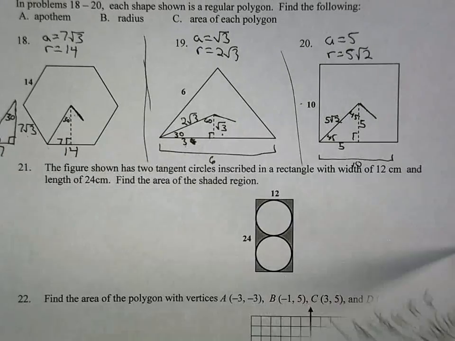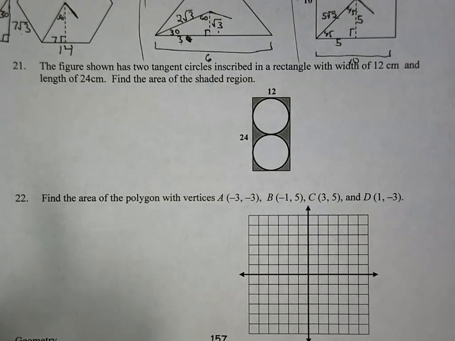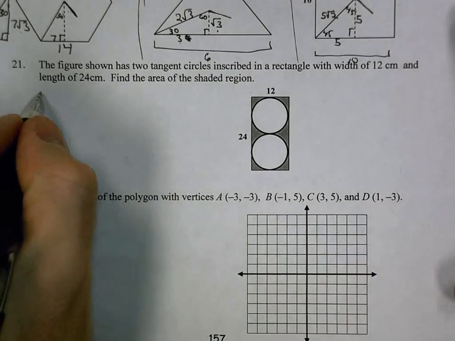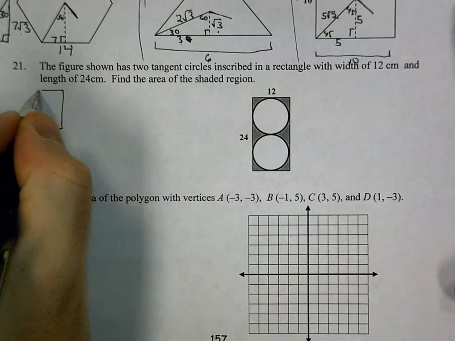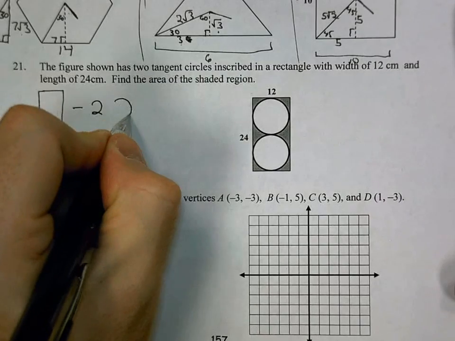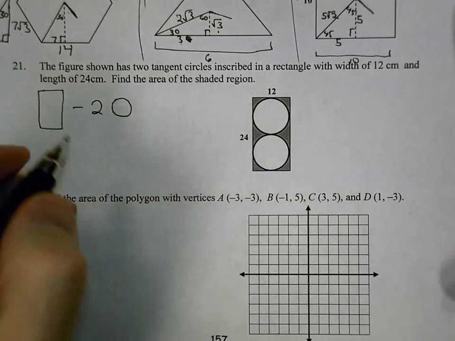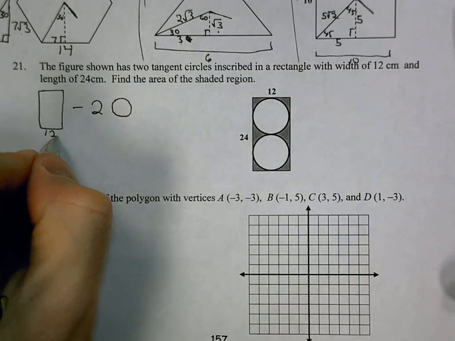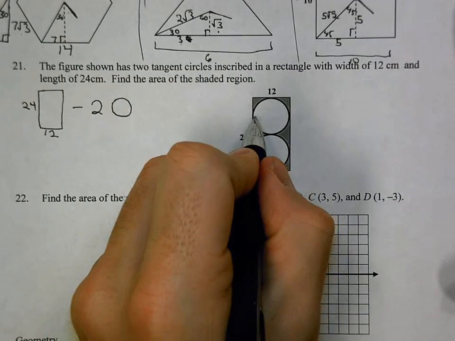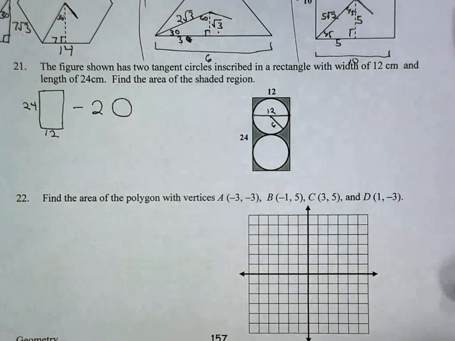Okay, let's clear that away and do our last 2 problems. So we have 2 tangent circles inscribed in a rectangle. The width is 12 and the length is 24. We're going to find the area of the rectangle, and we're going to subtract 2 times the area of the circle. Since they're the same circle, we just need to find the area of one of them and just double it. So our rectangle is 12 by 24. Since 12 is this width, that's its diameter, which means our radiuses are 6.